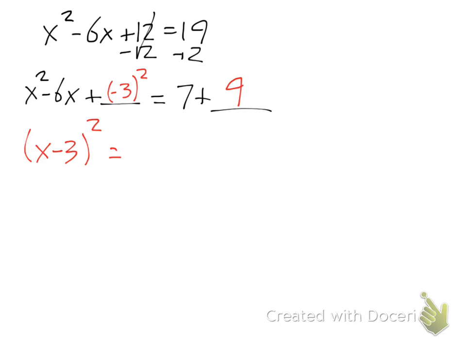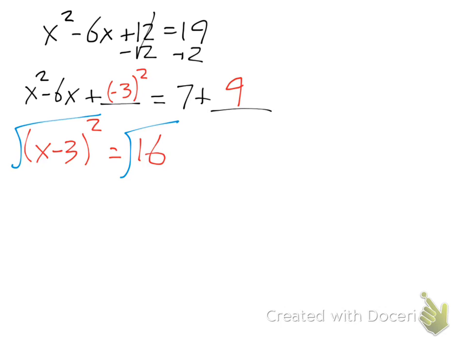Equals, what's 7 plus 9? 16. Now we can technically solve. But to solve, I need to get that square out of there, so we take the square root of both sides. Now, a square and a square root cancel each other.